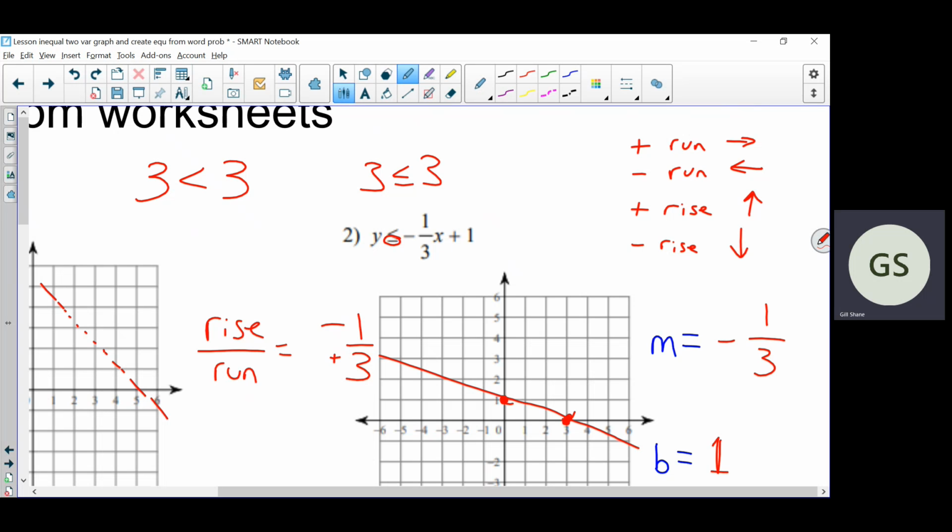And a solution means it just makes the inequality true. If I plug that in, it's going to make the left side either greater than, less than, equal to, whatever, the right side, depending on what the symbol is. We're going to give some examples of that. So every point is a solution to the inequality.